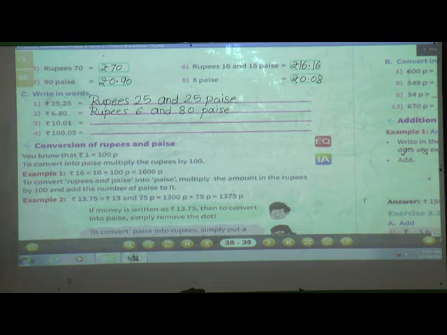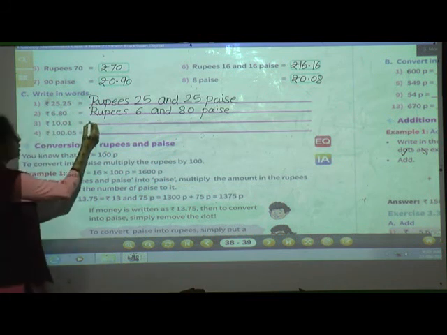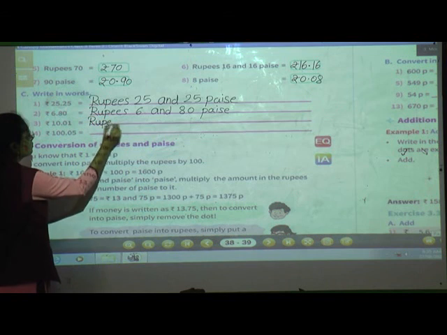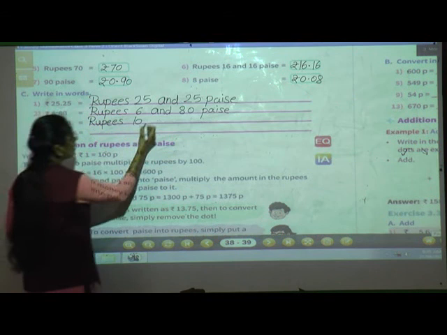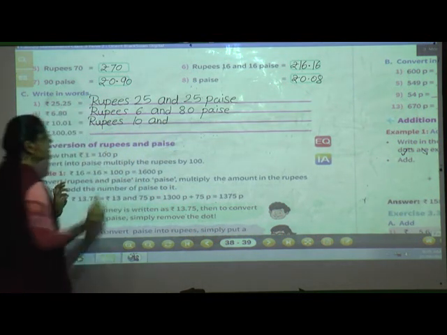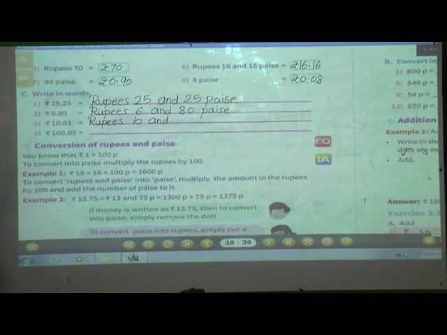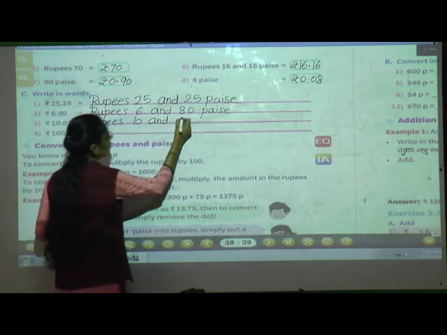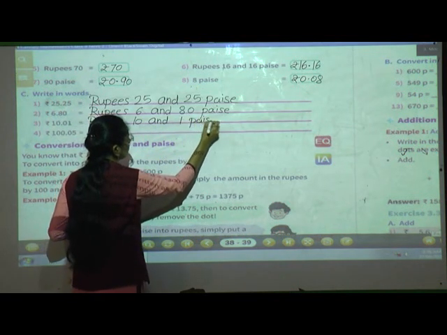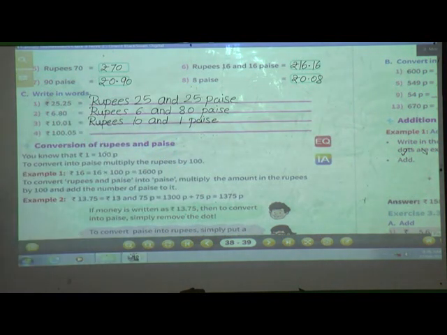Rupees 10.01. So write first rupees. How many rupees are there? Yes, rupees 10. So we'll write here rupees 10. Then the point is there. So we'll write and. Then how many paise are there? Only 1 paise is there. So what will we write? Rupees 10 and 1 paise. Okay, clear?